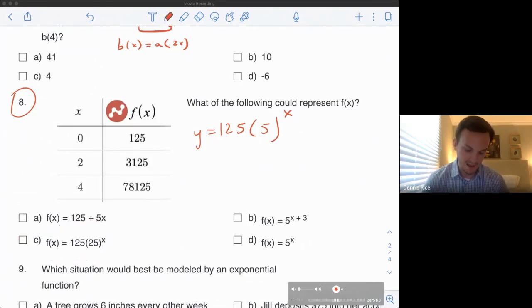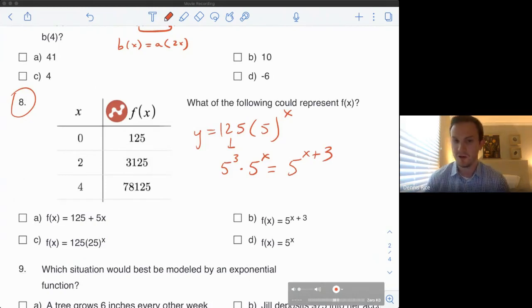So this one was obviously rewritten. It was kind of like that enhanced version. 125 is actually a power of 5. So you could write it as 5 cubed. And now you have 5 cubed times 5 to the x. Keep the base the same and add the exponents. But you didn't even have to go to this extent.